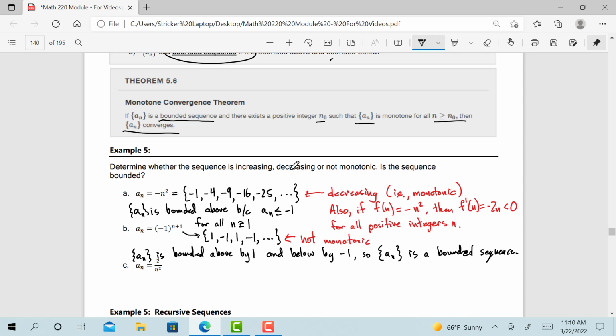A sub n equals 2 over n squared. Again, let's write out a few terms so we can see what's going on here. First term would be 2. The next one's going to be 1/2. We have 2 over 3 squared, which is 2/9. We have 2 over 4 squared, which is 2/16 or 1/8. And so on.